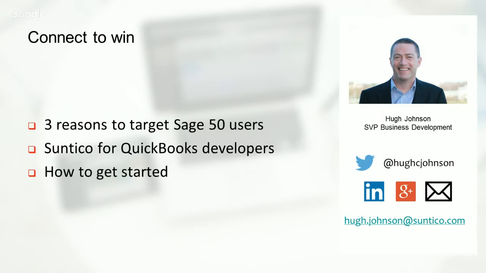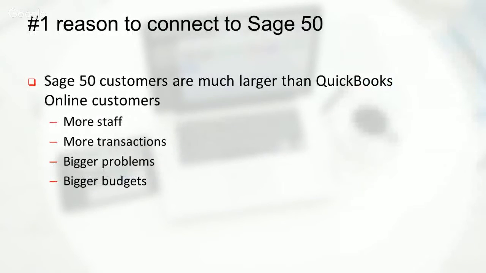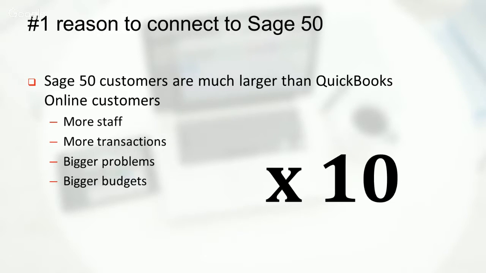So to get on with the Hangout, the first reason why you as a QuickBooks Online developer should want to consider connecting your app to Sage 50 US edition is very simple. Sage 50 customers are larger than QuickBooks Online customers, typically. In fact, typically they are much larger. They have more staff. They're generating more transactions. They have bigger business problems. And of course, as a result, they have significantly bigger budgets to spend on solving those problems for their business. How much bigger? Well, I reckon it's an order of magnitude bigger for your typical client. So you've got a multiplier effect there of 10 times already.